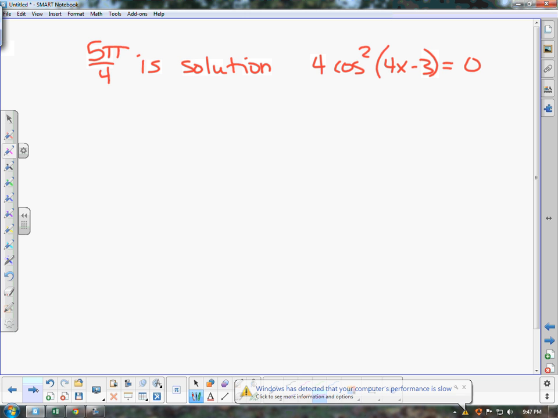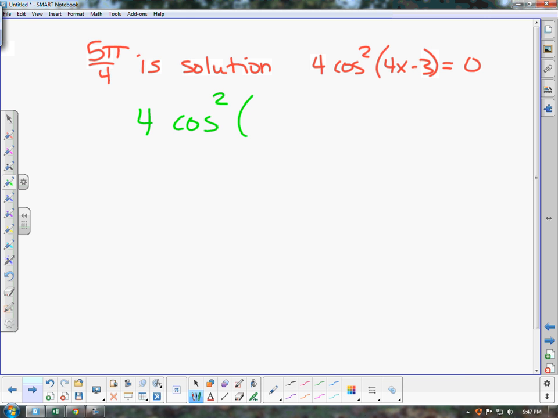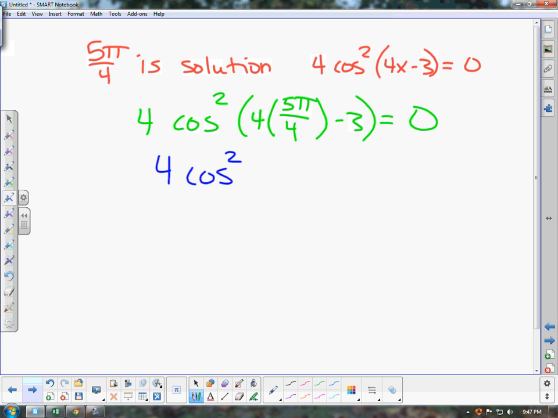All right, so now we have another one of these where you had to figure out if it was a solution or not. So you have 4 cosine squared of 4 times 5 pi over 4 minus 3 equals 0. And so we have 4 cosine squared, and those go away. And now you have 5 pi minus 3.